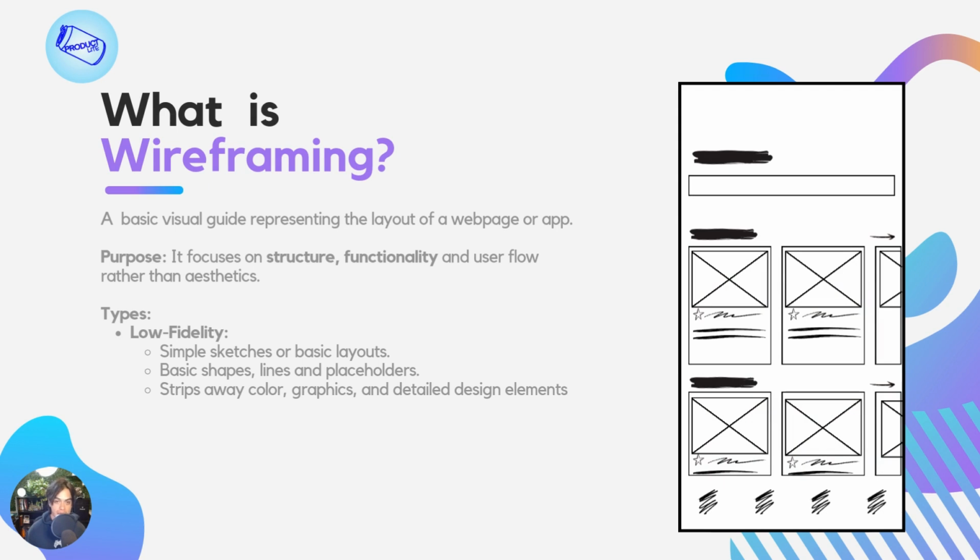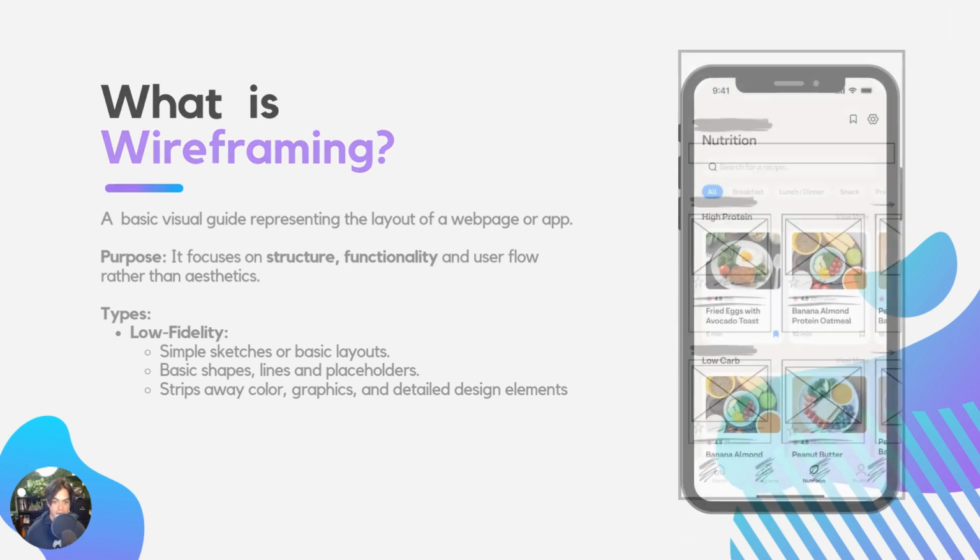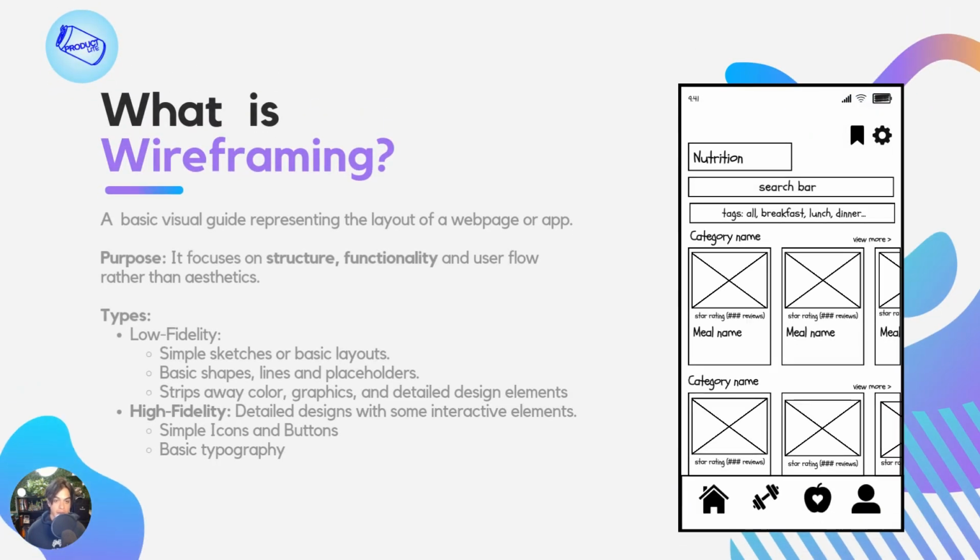Now, there are a couple types of wireframes we are often exposed to. The first is a low-fidelity mockup. It consists of simple sketches and basic layouts. You'll see scribbles and squares rather than text and boxes rather than images. The other type is a high-fidelity wireframe. High-fidelity wireframes include some more detail while keeping the content simple. This includes basic typography, spacing and alignment, some simple icons, as well as some buttons.